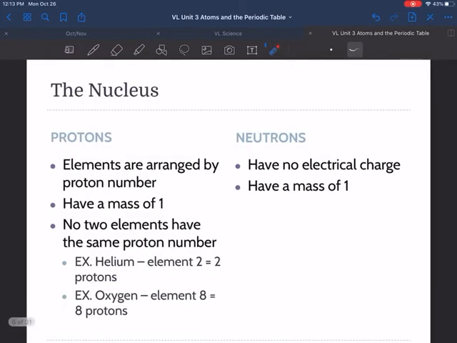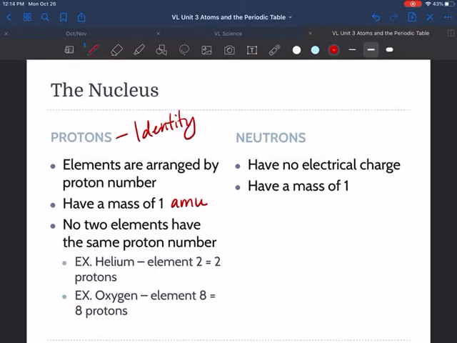So inside the nucleus, we've got protons. The whole periodic table is arranged by proton number, meaning as we go across the periodic table and down, we're adding one proton each time we hop to a new box. The mass of a proton is considered to be 1 atomic mass unit, or 1 AMU. No two elements on our periodic table have the same proton number because the proton number is your identity, right? It's who you are.